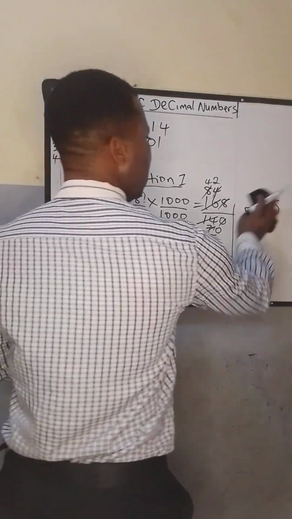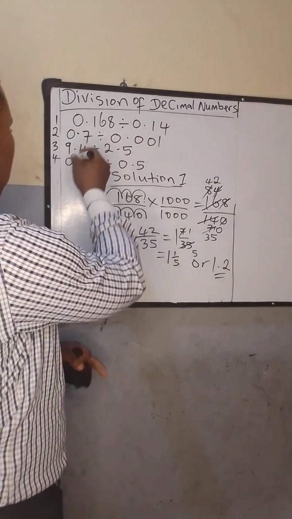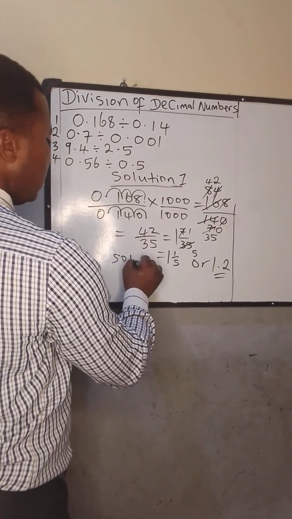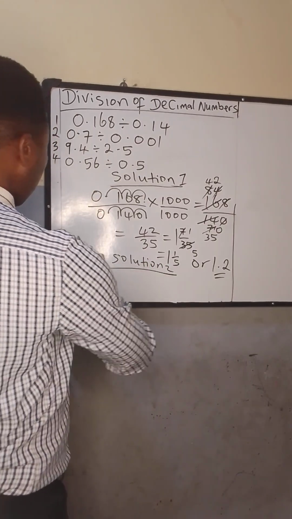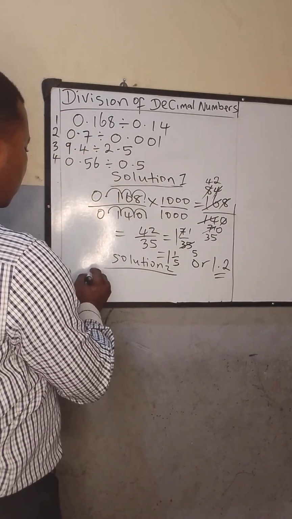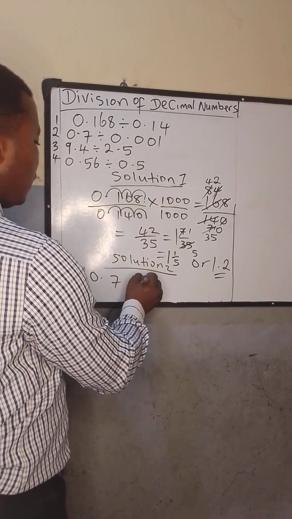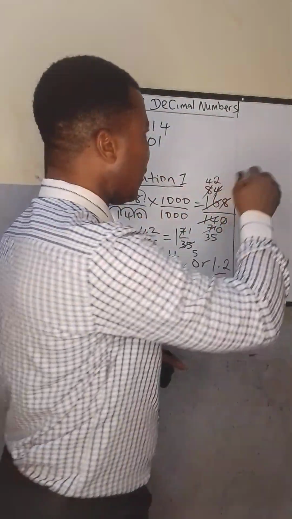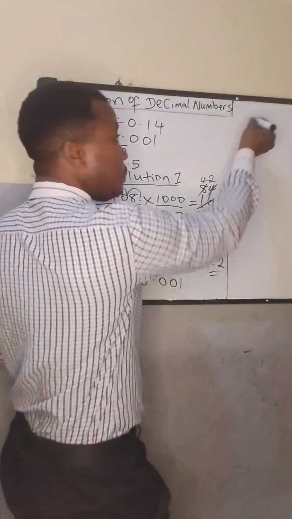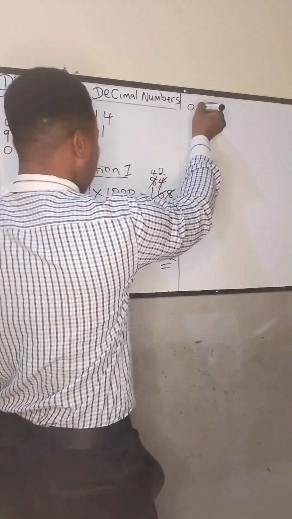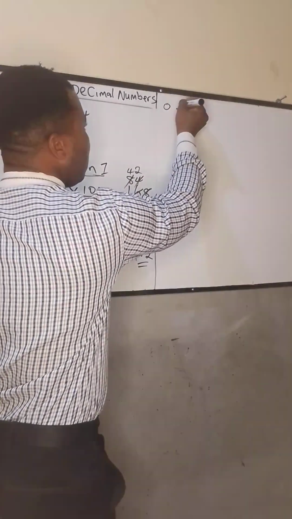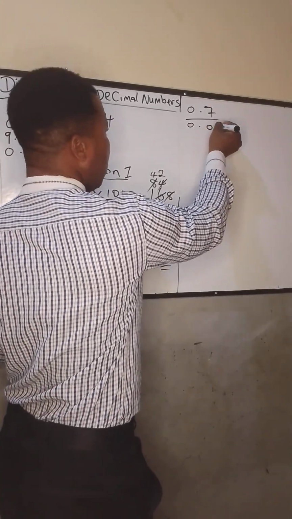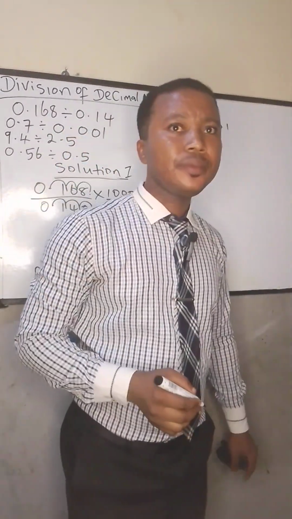Let's look at the second one. Solution 2, let's put it like this. Solution 2, which is giving us 0.7 divided by 0.001. Okay, let's take it this side. This will now give us what? Let's bring it this side, which is giving us 0.7 all over 0.001. Are we following? Are we following?